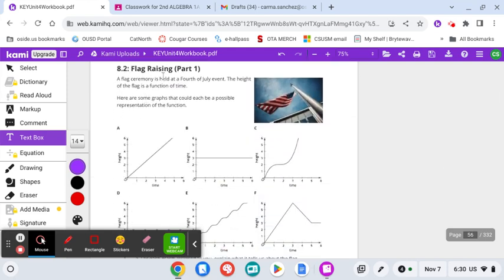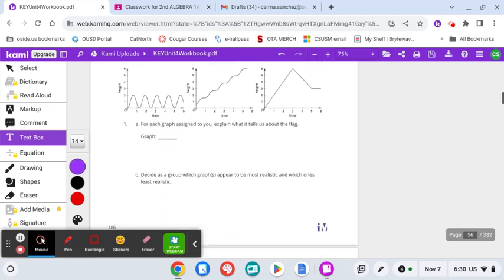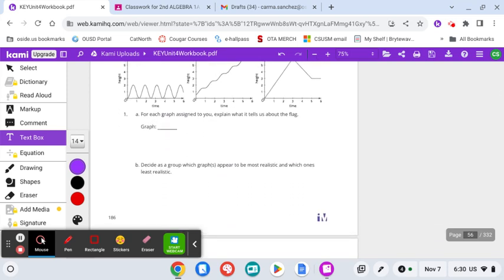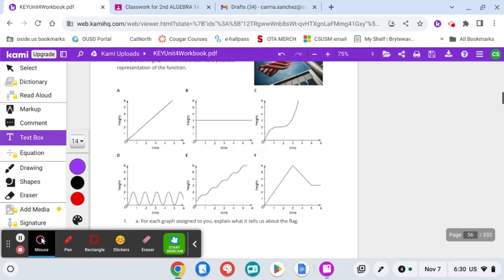Here we're talking about flag raising. Here are some graphs that could be a possible representation of the function. And down here it's saying for each graph, explain what it tells us about the flag. Decide as a group which graph appears to be the most realistic and which one is the least.